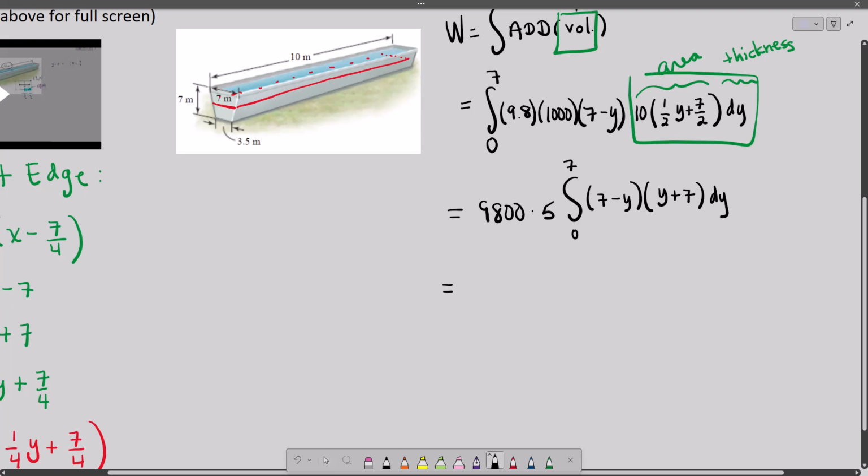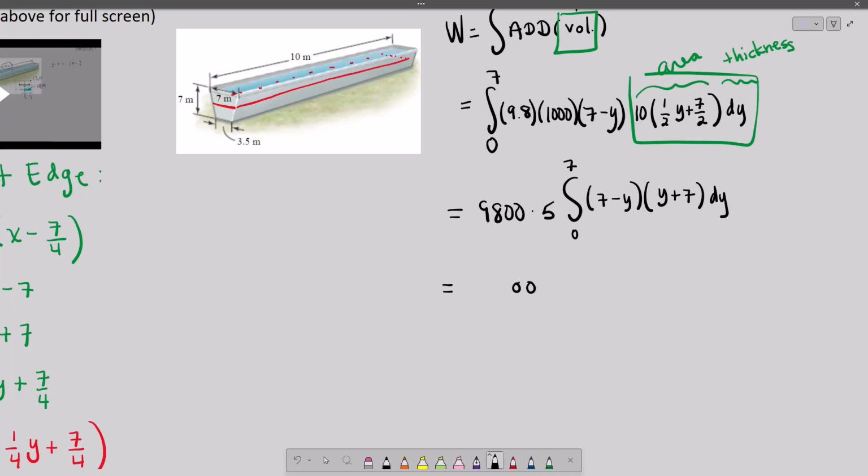Okay, so let's multiply this out. That's 5 times 0, 5 times 0, 5 times 8 is 40. Carry the 4, so we have 45 plus 4, so it looks like 49,000 out in front.